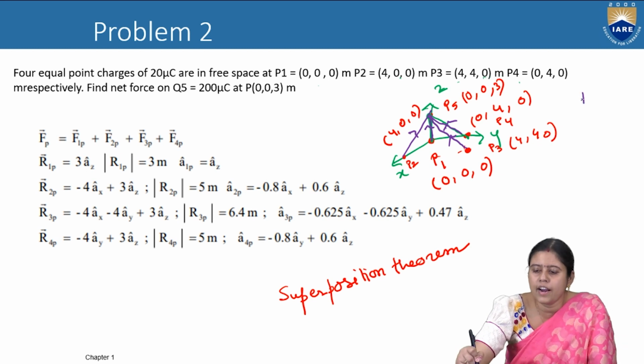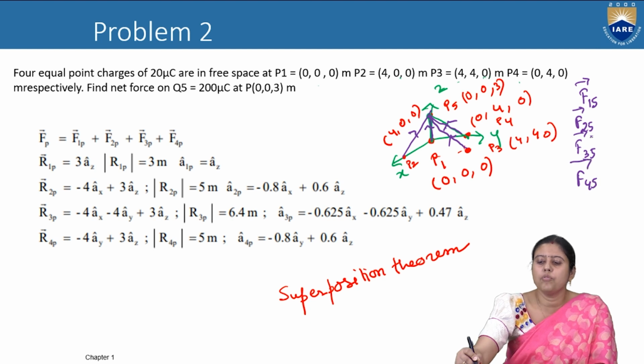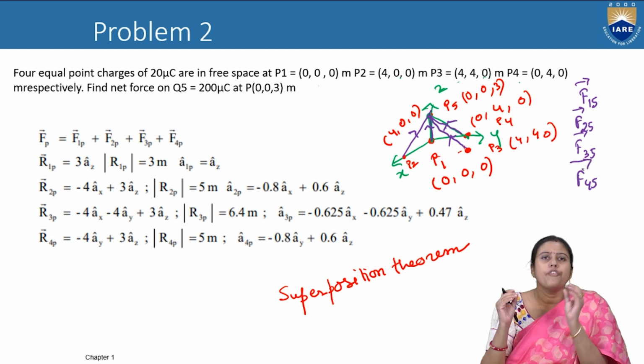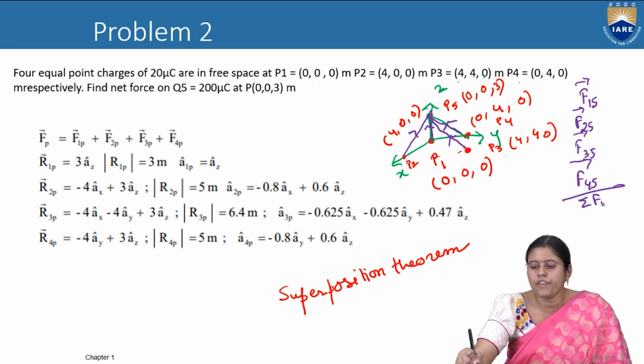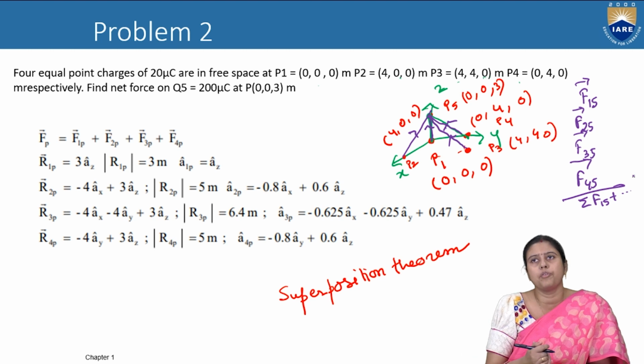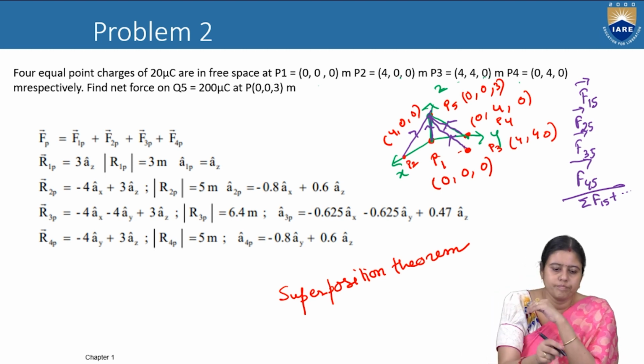The forces are F15, F25, F35 and F45. So we have to calculate the individual forces, and the total force is the summation of F15 plus F25 plus F35 plus F45. So like this we can calculate the force.